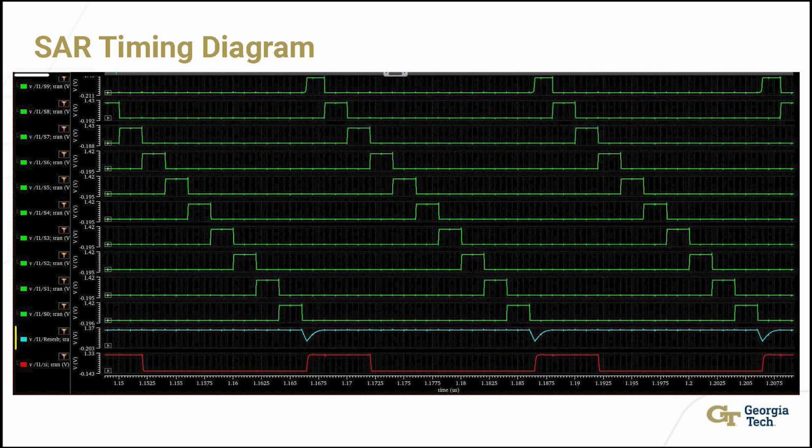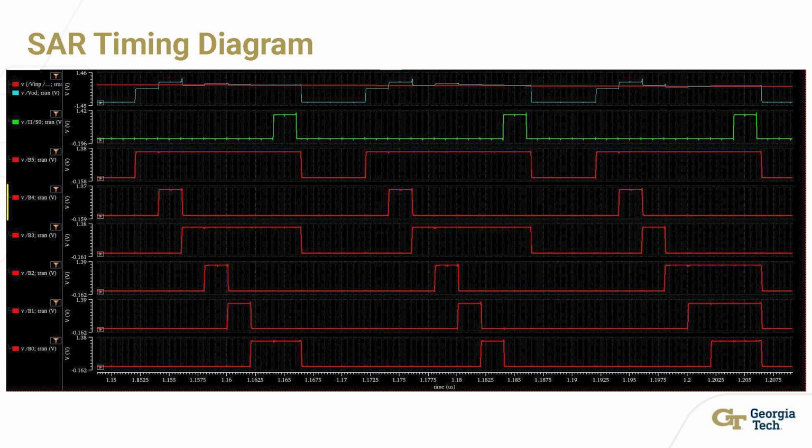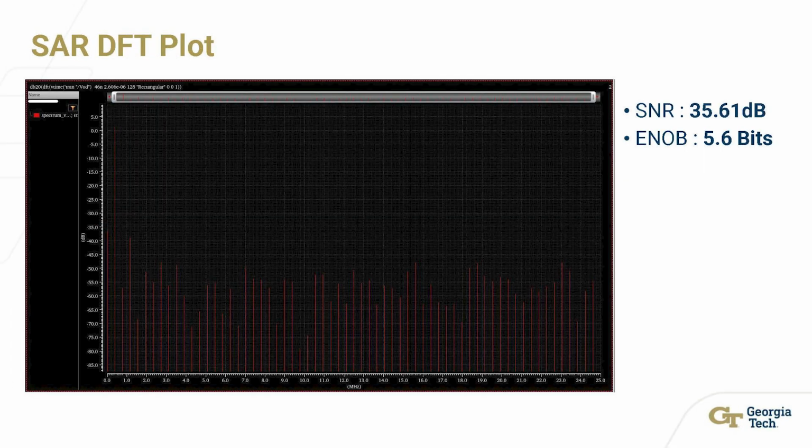The timing diagram of the S counter is the same as before, and the bits also seem to be working fine and equal to the case when we used ideal switches. And finally, the DFT has slightly worsened when we use the real switches, but it is still really high, and the expected number of bits is 5.6, which is still a good number. So we are at a good point right now.